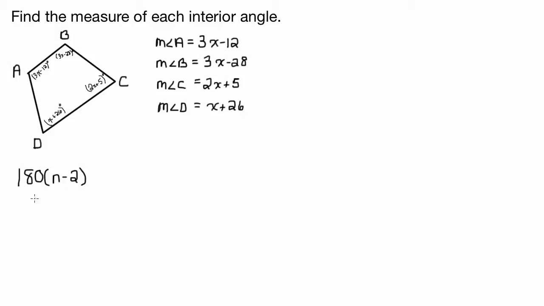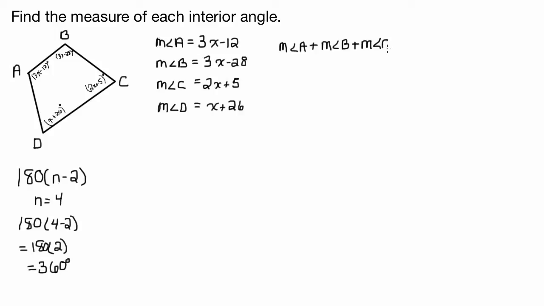In this case, you have a four-sided polygon. So it's just going to be 180 times 4 minus 2, which equals 180 times 2, which equals 360. So you know that all these angles together are going to sum to 360 degrees. That's what we know. So we could think about it this way: the measure of angle A plus the measure of angle B plus the measure of angle C plus the measure of angle D is going to equal 360.